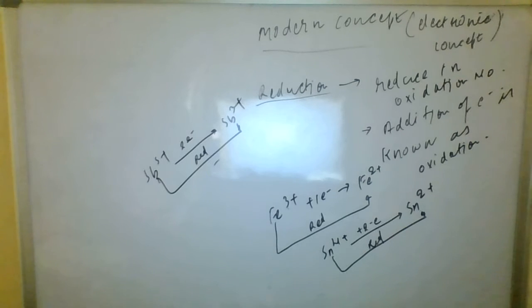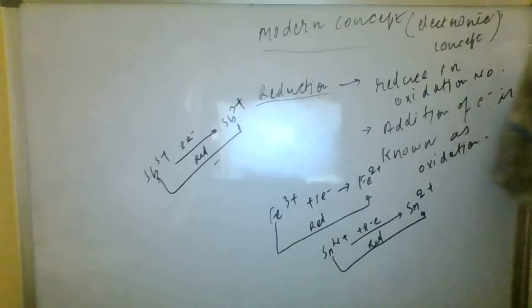Now let us understand the next term, the redox reaction. We are going to study it in a combined way. In a redox reaction, both oxidation and reduction reactions take place together. So how do we understand this redox reaction? Let us understand.